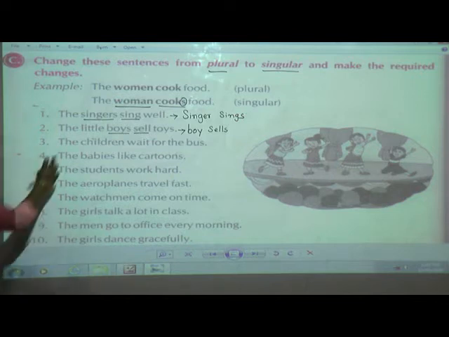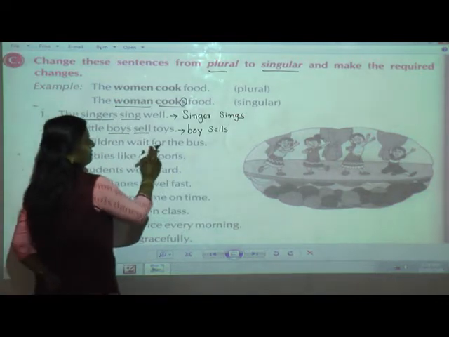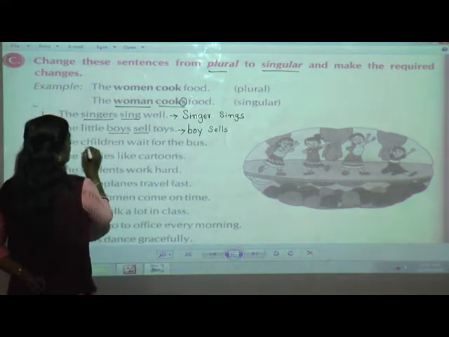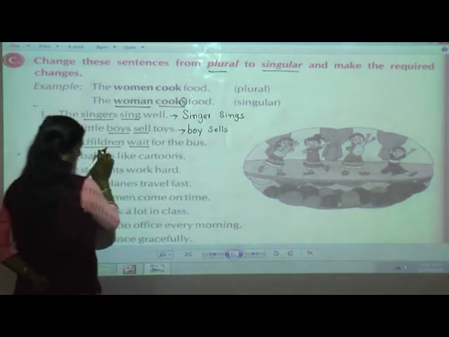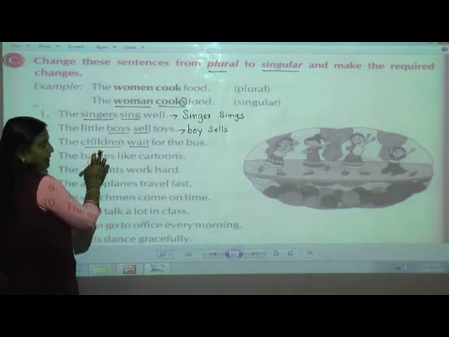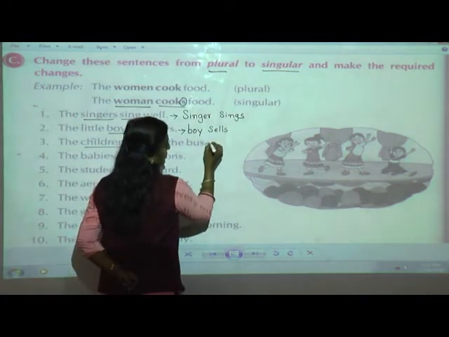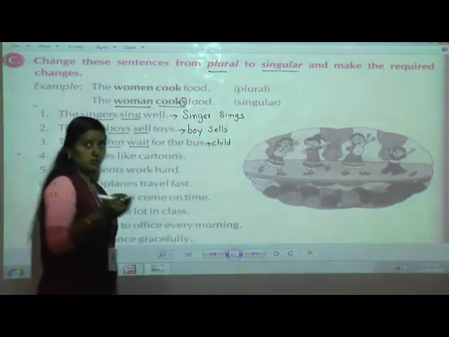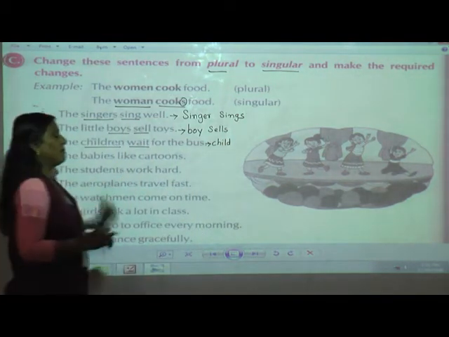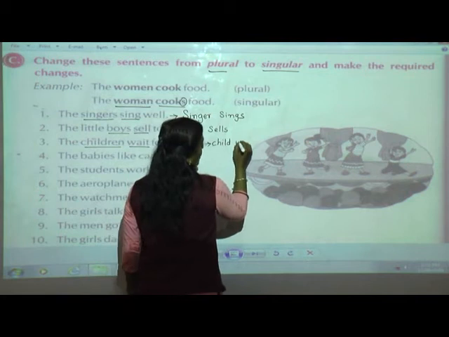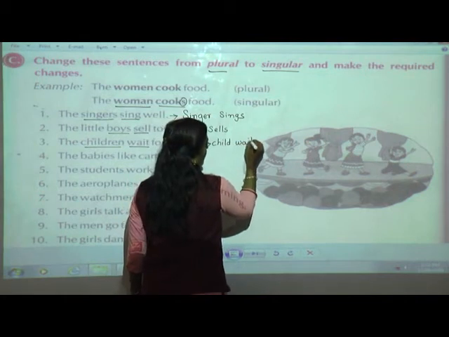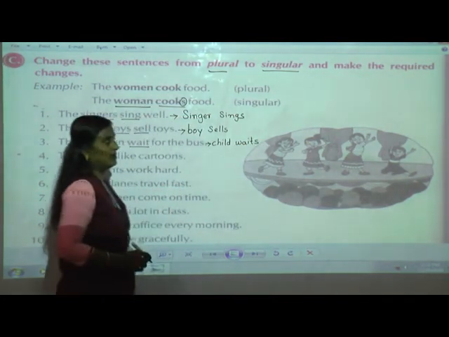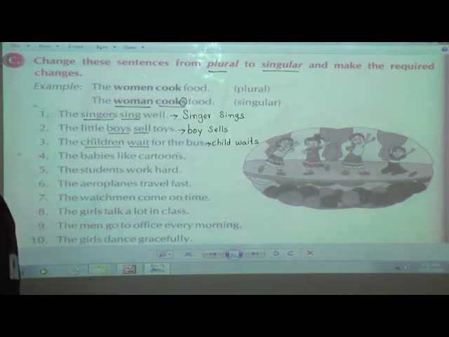Next, the children wait for the bus. Children is in which form? Yes, it is in plural form. I will make it into singular form, child. When I make it singular, my verb will have s. The child waits for the bus. Write it in small letters. Done?